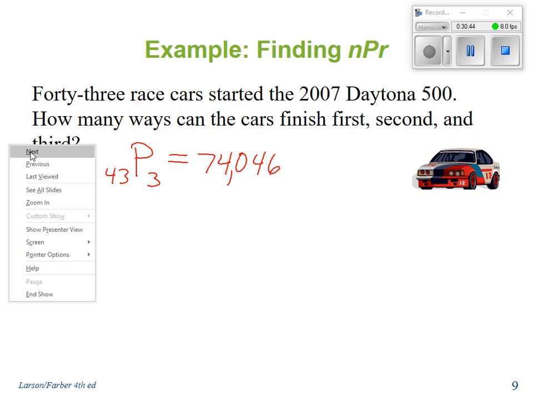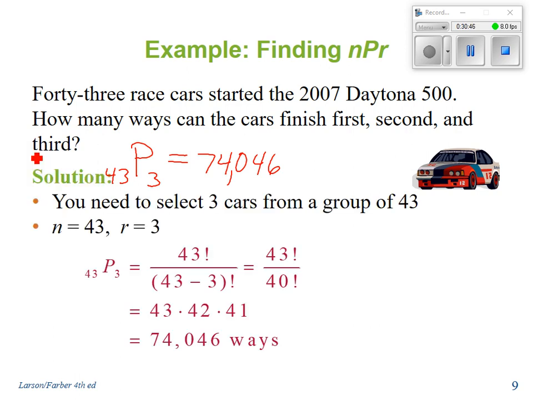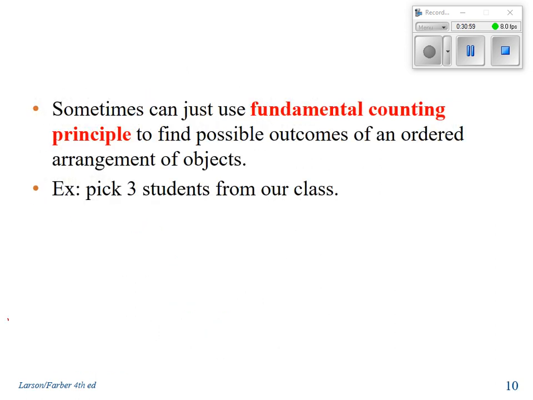Earnhardt wins. Earnhardt was dead at that point. Well, which Earnhardt? Junior. Oh, then he wasn't dead. And the other Earnhardt.